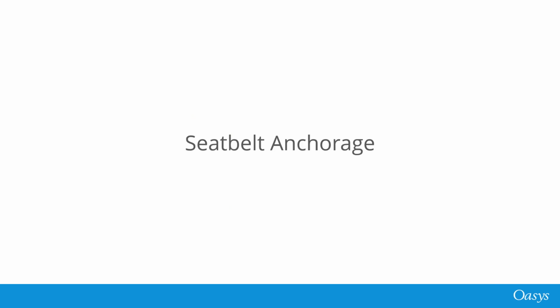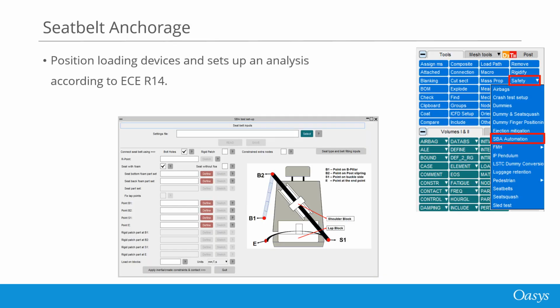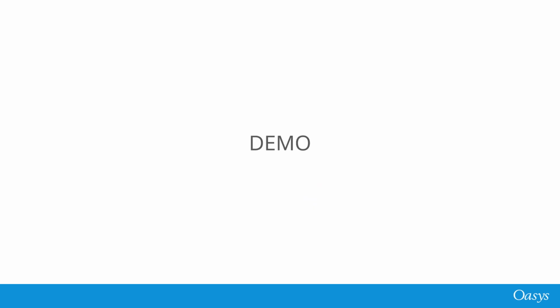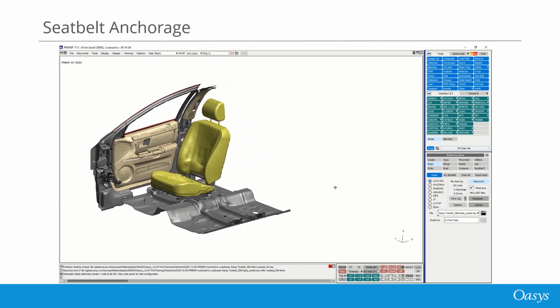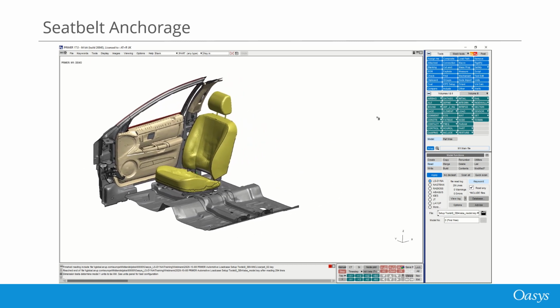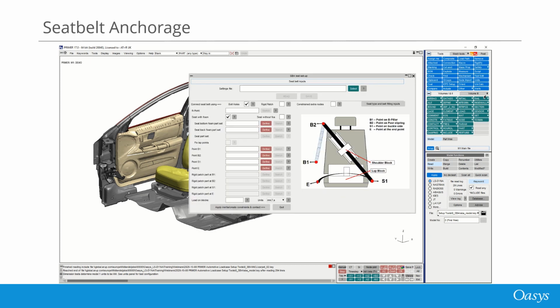So now let's look at Seatbelt Anchorage. The Seatbelt Anchorage tool in Primer positions loading devices and sets up an analysis according to ECE R14. So let's have a look at a demo. So here we have a model read into Primer. Typically this would be a sled model for Seatbelt Anchorage. Might include a bit more than we have here, but here we've got the floor, seat, door, and part of the B pillar. So if we go to Safety and SBA Automation, we get this panel.